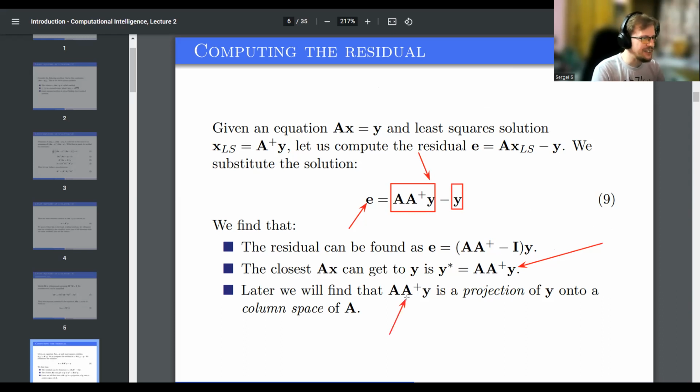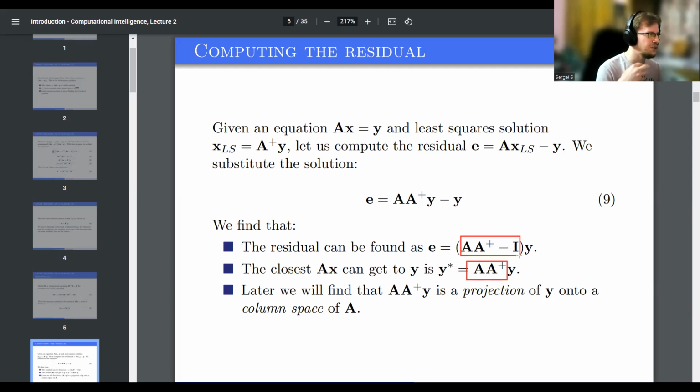Later we'll see that this guy is a projection of y onto the column space of A. Later, not now. But what I want you to see is that we have this just from least squares. We have A pseudo-inverse, A pseudo-inverse minus I. Those things come out of using least squares and computing residuals. Just remember it. It will be useful later when we see those things. They will start to pop out.